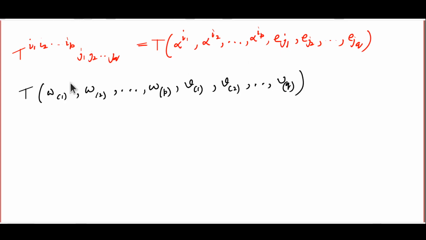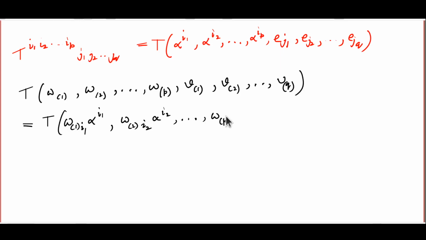Now, you can write each of these covectors and the vectors in terms of their components using, of course, the basis vectors. So, T of omega 1 becomes omega 1, I call the dummy index here I1, and then you have alpha I1. That's, of course, omega 1. Then you have omega 2, I2, alpha I2, and so on.